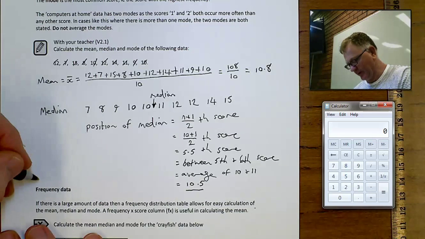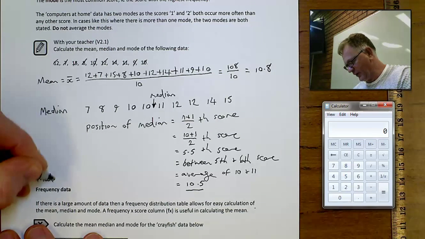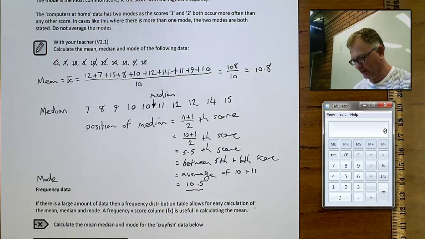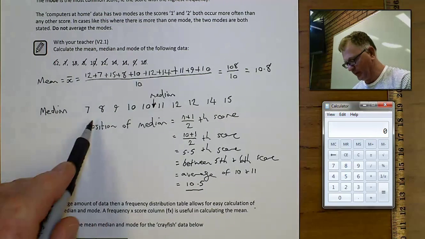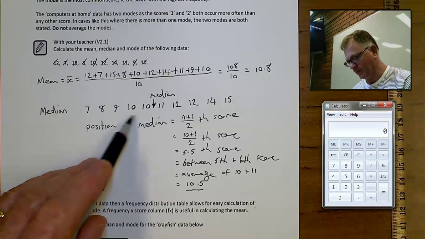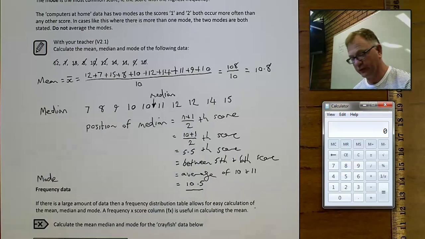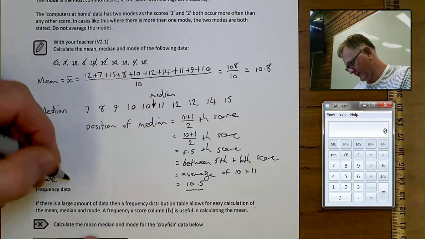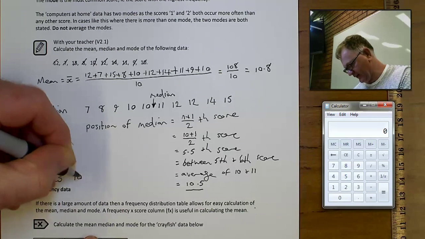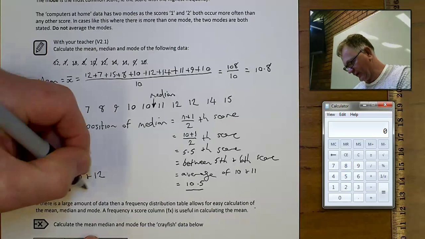I wanted to have space to put the mode. The mode is the most common score. So going back to the original data, I've crossed them out, we'll look at them here, that's the same data. The most common one is 10, that's occurred twice, and also 12 has occurred twice. So they are both modes. If you've got more than one mode, you don't average the two, you just say they're both modes. So the modes are 10 and 12, because they occur most often.